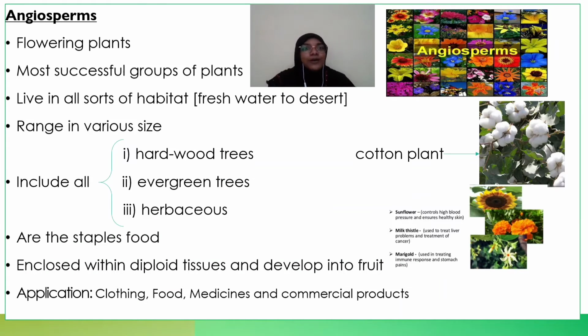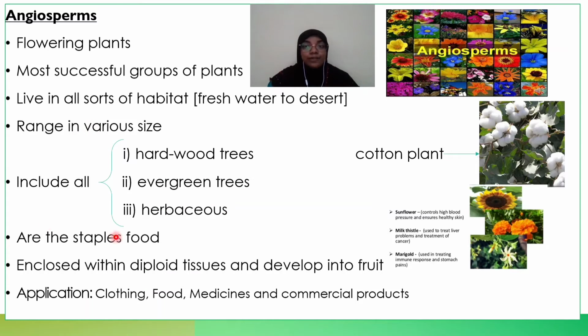Angiosperms are the flowering plants and the most successful group of plants. Angiosperms live in all sorts of habitats, from freshwater to deserts. So wherever you go, you can see angiosperms. Angiosperms range in size from the tiniest to huge plants. The tiniest are such as the microscopic duckweeds, which we can only observe using a microscope because they are so tiny. And the huge plants are such as eucalyptus trees, which can grow over 100 meters tall. Angiosperms also include all hardwood trees, evergreen trees, and herbaceous plants.